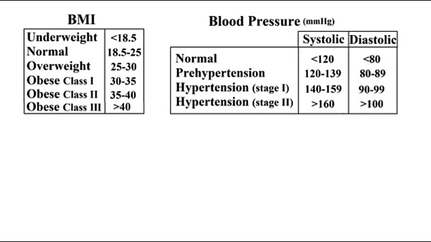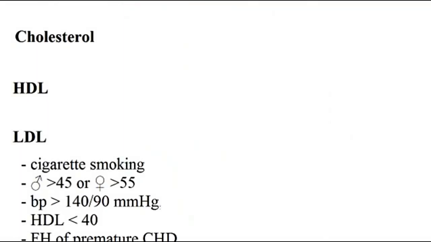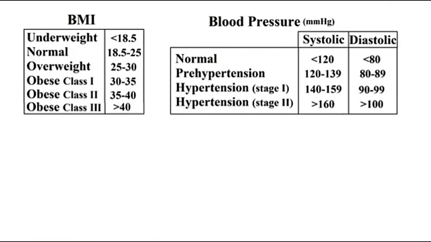In this video, I'm going to discuss the guidelines on the normal range of the body mass index, the blood pressure, blood sugar, as well as the lipid profile. Now, regarding the body mass index, it's calculated by measuring the patient's weight in kilograms divided by the height in meters squared.